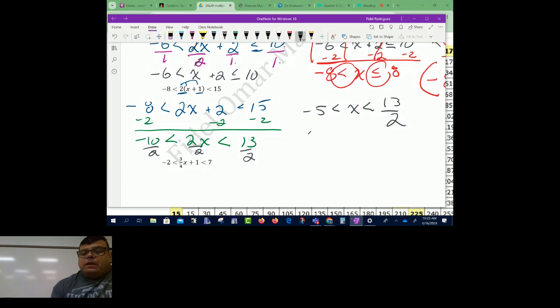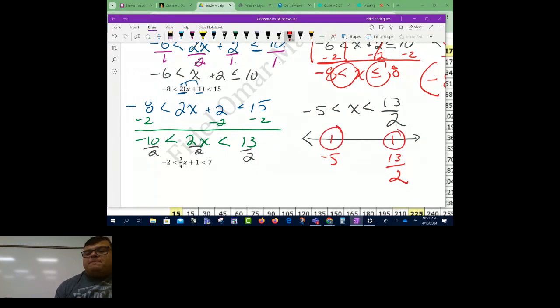Again, y'all, here is my number line. Here's my number -5, and here's my number 13 over 2. Neither of them have the little line underneath, so both those circles are going to stay open. And we're just going to shade everything here in the middle. And then in interval notation, we're going to go -5 to 13 over 2, both with parentheses because both circles were open.